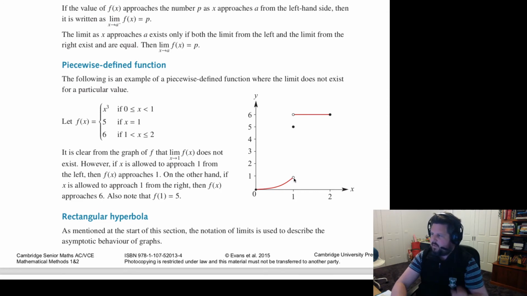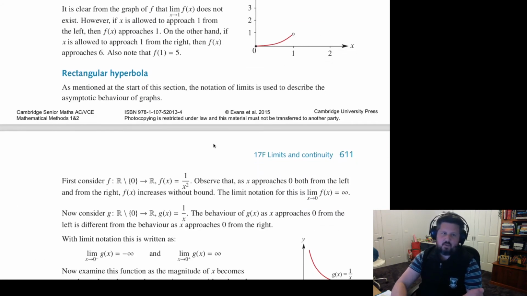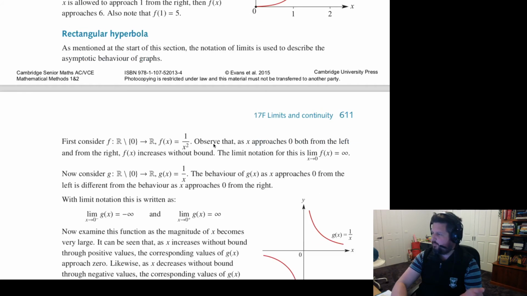On the other hand, if you come in from the right hand side, as we get closer and closer to 1 from the right hand side, the limit approaches 6. Notice that they are different depending on whether we come in from the left hand side or the right hand side. The same sort of thing can happen with other functions, such as a rectangular hyperbola.